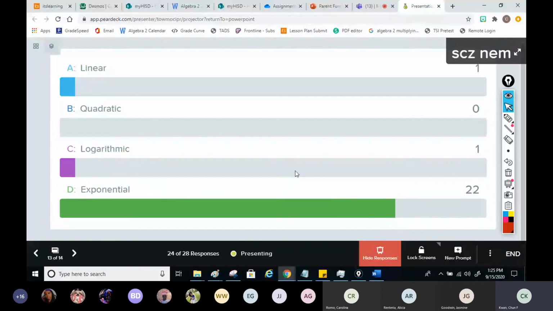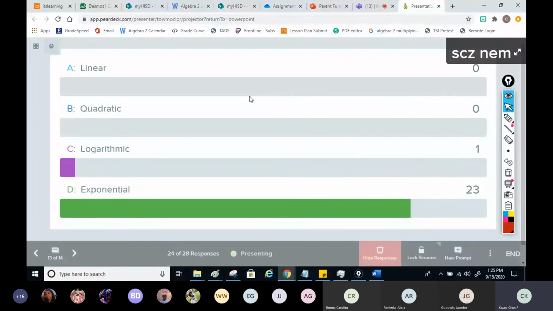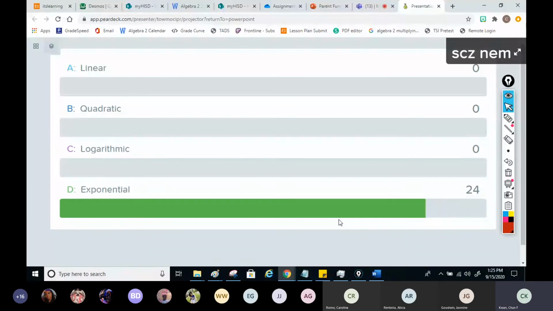All right, the correct answer is exponential, because it curves up. If it curves up, it's exponential. It's not linear because linear is a straight line. We are not looking at a straight line. Not quadratic because it doesn't look like a U. Logarithmic, no, because it doesn't curve to the right. This is an exponential graph because it curves up. Those of you who got it on the first try, that's very nice.